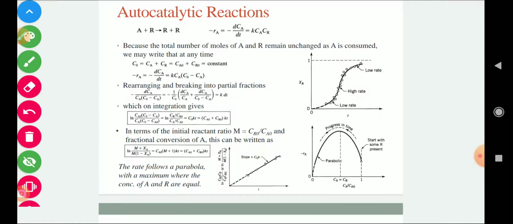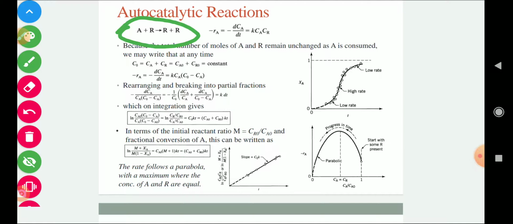In terms of the initial reaction ratio, that is m equal to Cr0 upon Ca0, and the fractional conversion of A, this can be written in this form. So the rate follows a parabola with a maximum where the concentrations of A and R are equal. So this is the graph between conversion and time. As you know, A reacts with product to give more product. So initially there is maximum reactant in the reactor and a small amount of product is present.